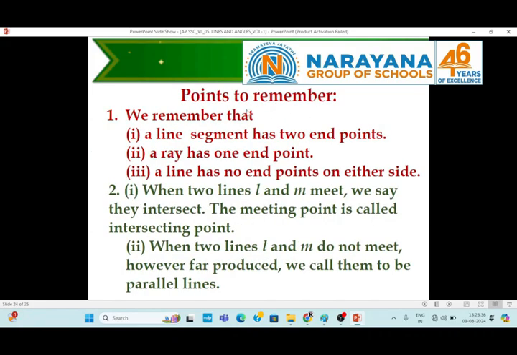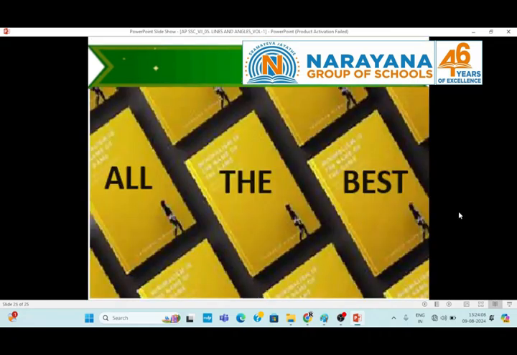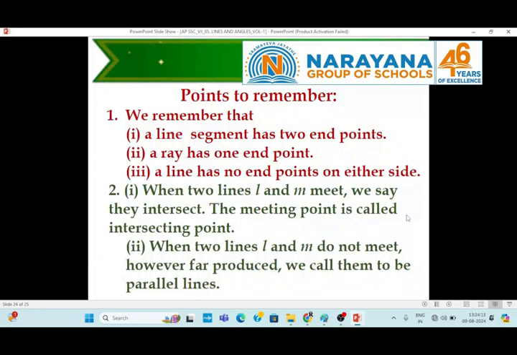So, let us recall what we discussed in this chapter. We remember that a line segment has 2 endpoints. A ray has 1 endpoint. A line has no endpoints on either side. Now, when two lines L and M meet, we say they intersect. The meeting point is called the point of intersection. When the two lines L and M do not meet, however far produced, we call them parallel lines. So, these are the points we discussed in this chapter.